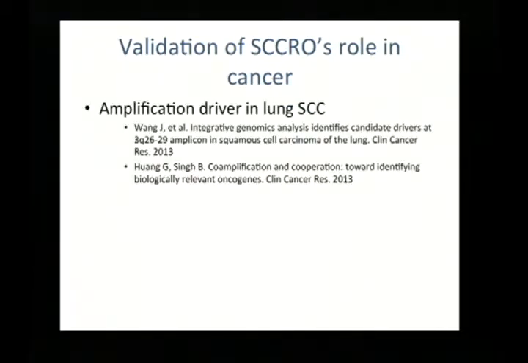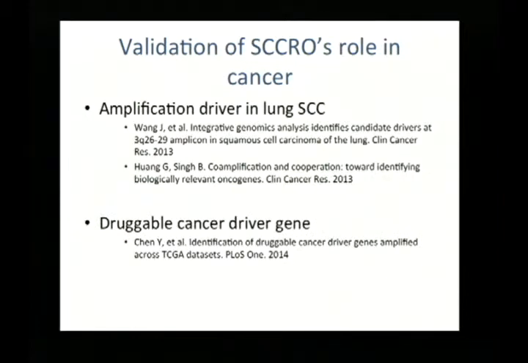And so what made us start to get into the mainstream, if you will, is a couple of papers. The first one was this analysis of the lung TCGA, which analyzed the 3Q amplicon, and through a series of bioinformatic and then experimental assays, they came out and said that the best target at 3Q is indeed this SCRO protein. And then the second big thing for us was a cross-TCGA analysis that tried to find the most druggable genetic abnormalities in all of the TCGA data sets, and this came out as one of the top 10.